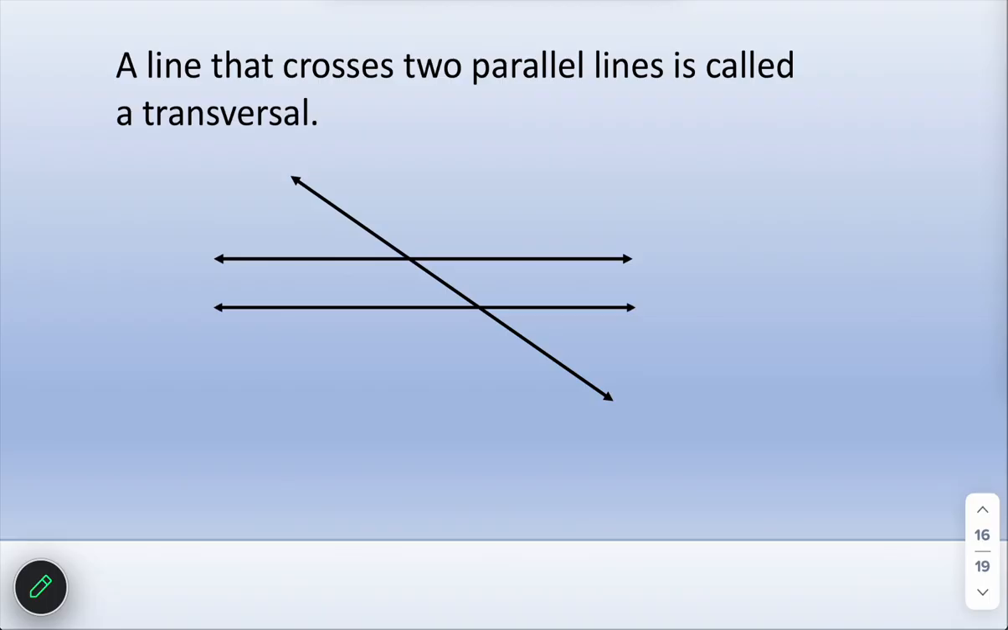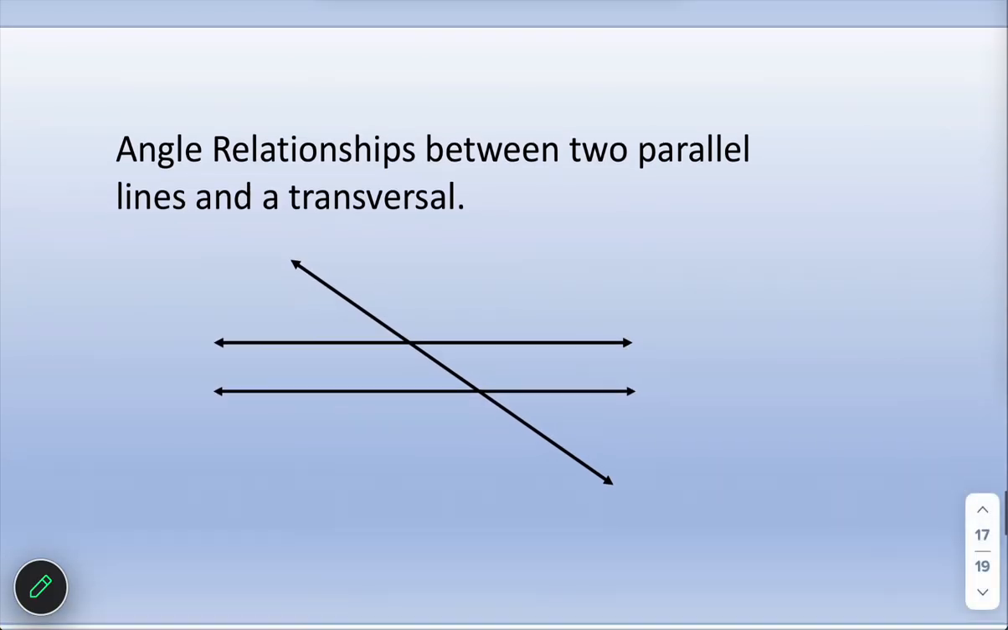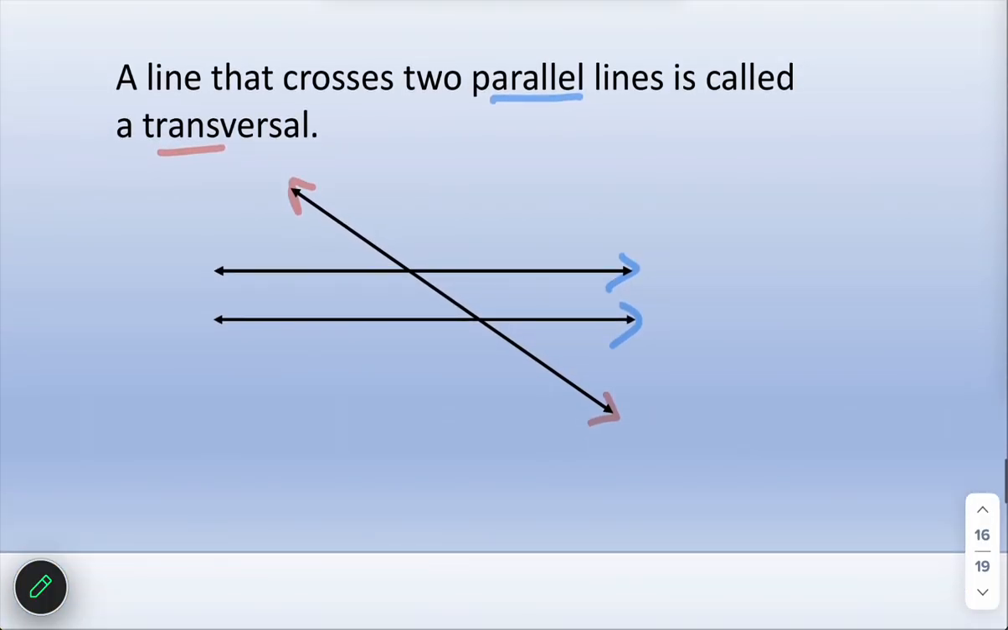Now, what's important is the transversal rules for parallel lines. So here's our parallel lines. I'll mark them in blue there. The transversal is the line that is cutting or crossing through those parallel lines. So that's where you see the word transversal.